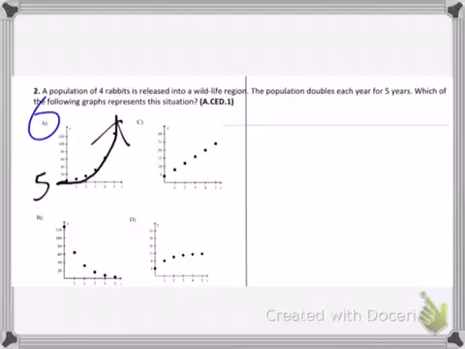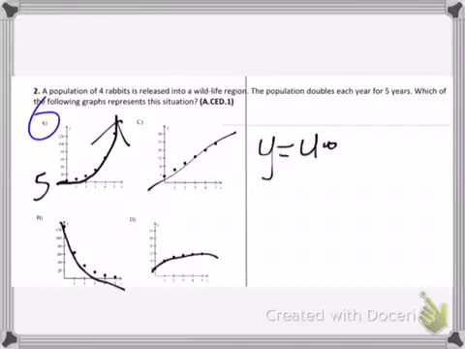The rest of them are linear. Well, except for this one. This is growing. They're decaying. But that's exponential because our equation there would have y equals 4 times 2 raised to the x. So that would be growing upward and it's exponential.